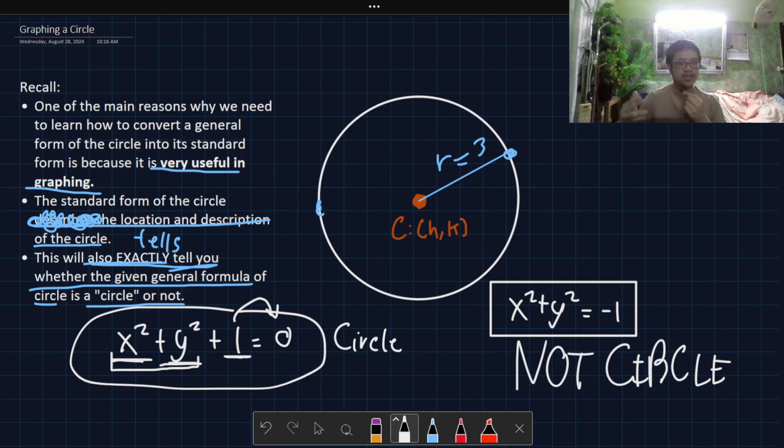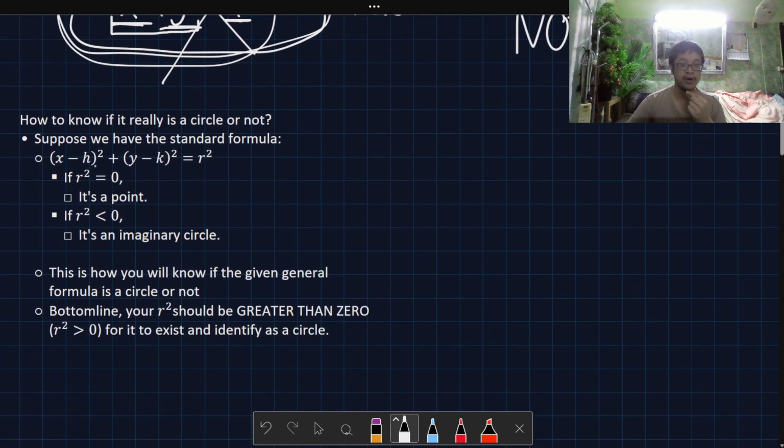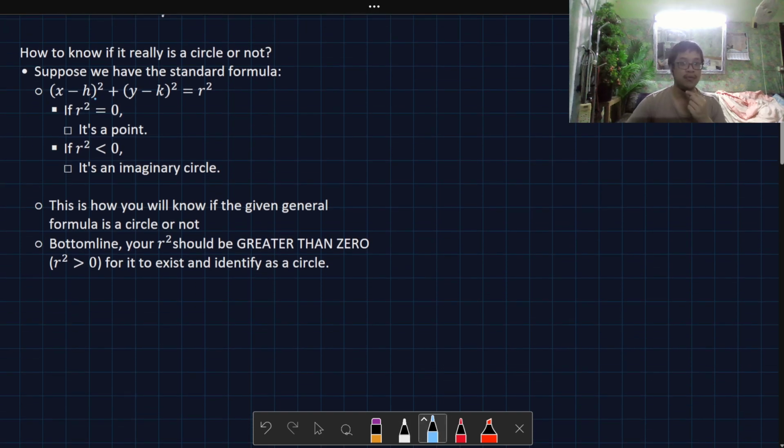And because I said that it's not a circle, therefore this formula right here, x squared plus y squared plus 1, will not be a circle anymore. According to the standard form, it's not a circle. Therefore, this general formula is not a circle as well. So how do I know that it's not a circle? Look at your r squared. Suppose we have the standard formula. You remember this, right? The standard formula. The r squared.